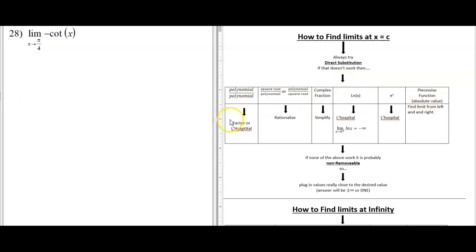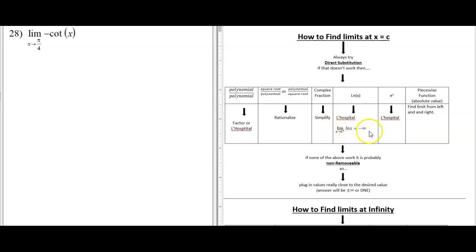Okay. Now if that doesn't work, then we have some options depending on what kind of a situation we're looking at. And here we have 1, 2, 3, 4, 5, 6 different situations that we want to be aware of. Now if you have a polynomial over a polynomial, you could either factor it and cancel and remove the discontinuity that way, or you can actually just use L'Hopital's rule. If you have a square root either in the numerator or denominator, then that's one where you have to rationalize it. If you have a complex fraction, then we need to simplify it. If you have a natural log, then more than likely, if direct substitution doesn't give us our answer, we're just going to end up doing L'Hopital's rule.